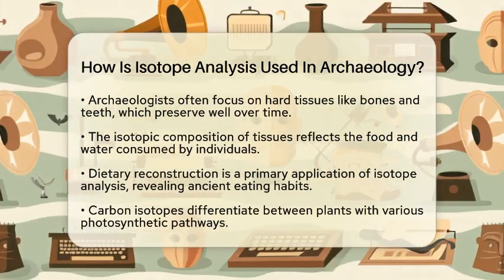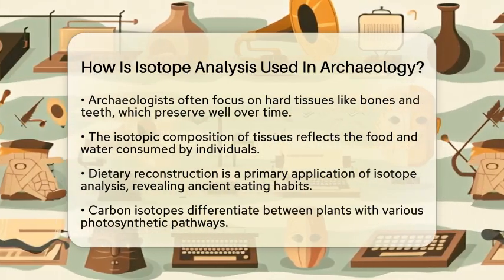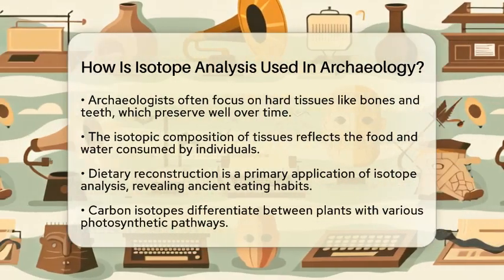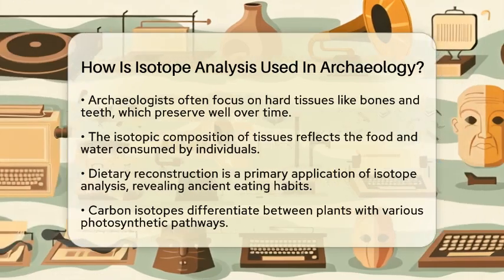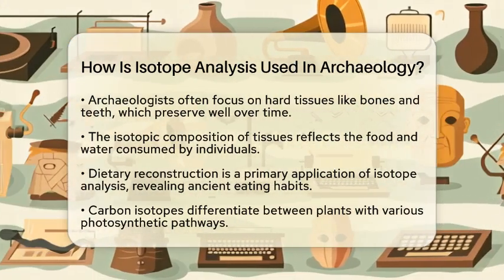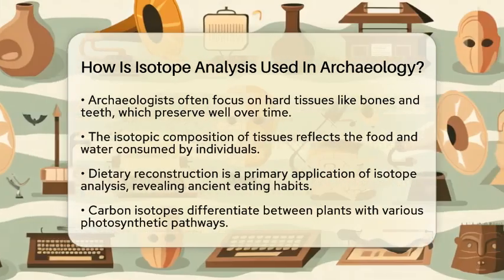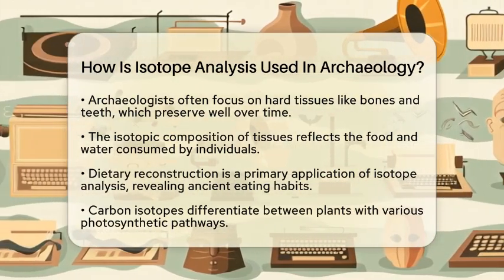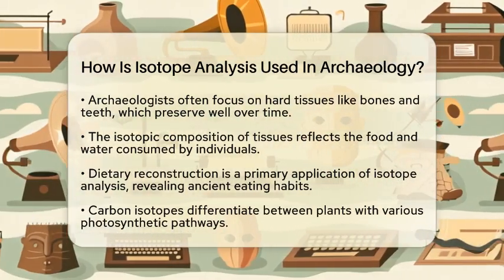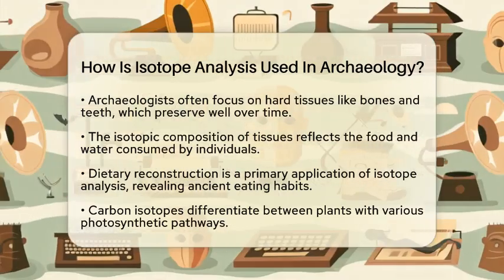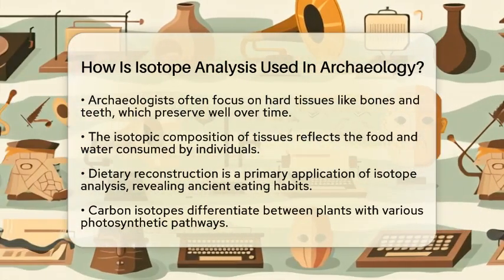One of the main applications of isotope analysis is dietary reconstruction. By examining the stable isotopes of carbon and nitrogen in remains, researchers can infer ancient diets. For example, carbon isotopes help distinguish between plants that use different photosynthetic pathways. Nitrogen isotopes indicate the amount of animal protein consumed. This allows scientists to reconstruct what people ate, including the balance between plants and meat.